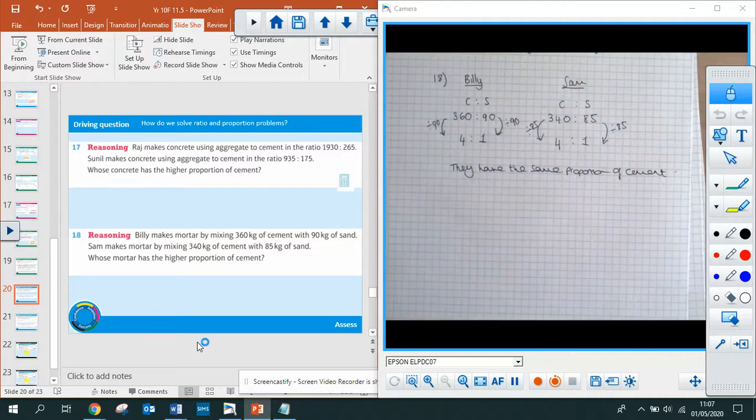Fantastic if you got those, well done. I think the hardest part in those questions, the biggest difference was picking which one you make your 1 and which one is the one that you're comparing. But hopefully you can see how you do that now.